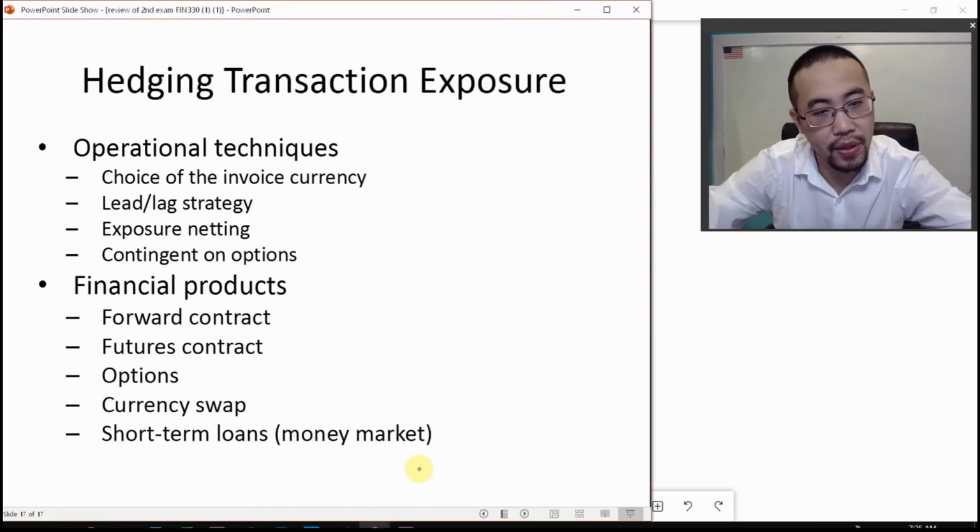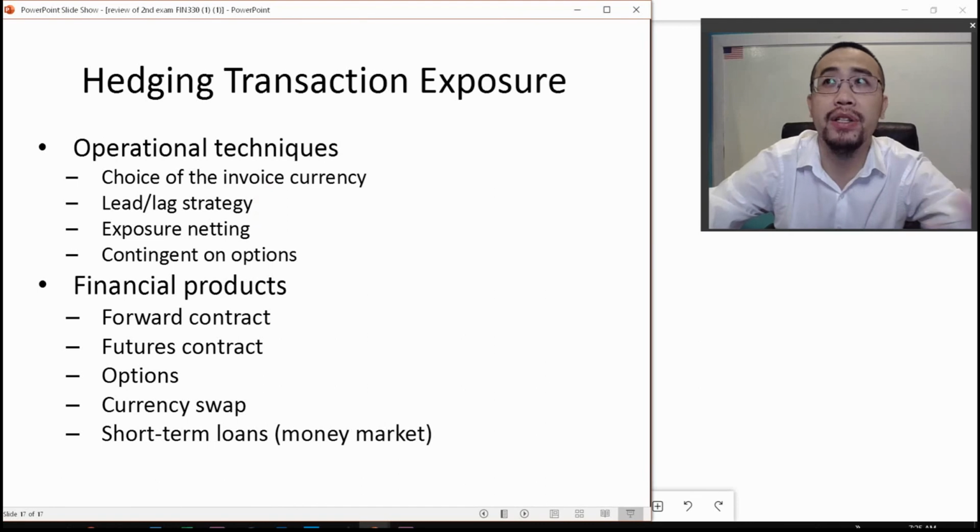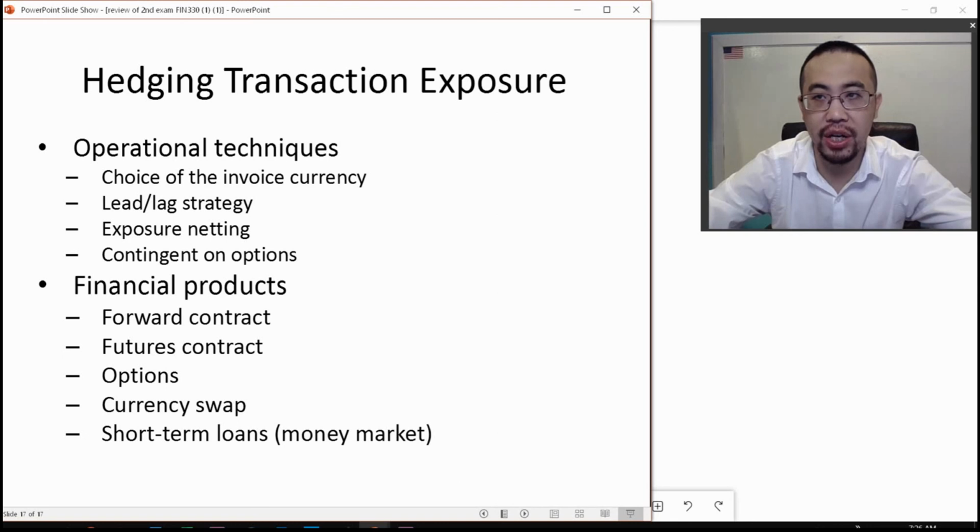Alrighty. If you look into this chapter 8, you should know what the lead and lag strategy is. Basically that's about paying early or paying late, depending on your expectation of the direction of change of the currency. Just make sure you check the detail of that. And for all the other three within the operating techniques, those are pretty easy to understand. You can make your invoice currency more domestic biased, make it more in dollars. That's actually what's happening when the US is trading with developing countries, because they love dollars. So you don't have to worry about their risk. And you also have exposure netting.